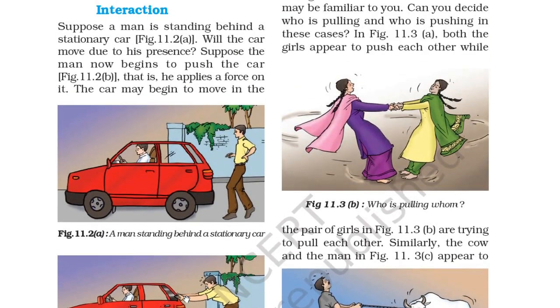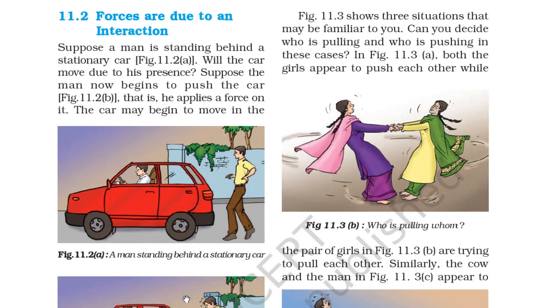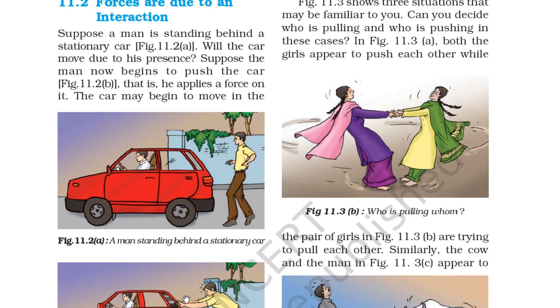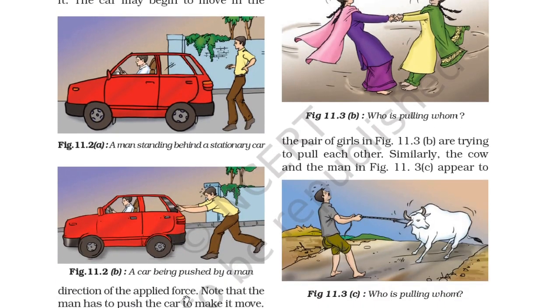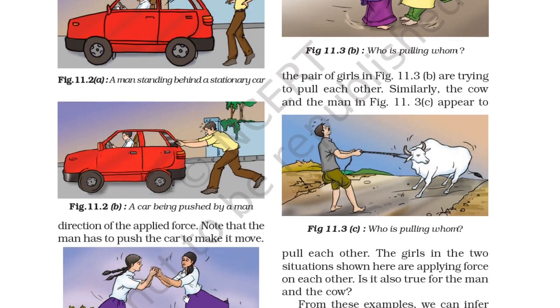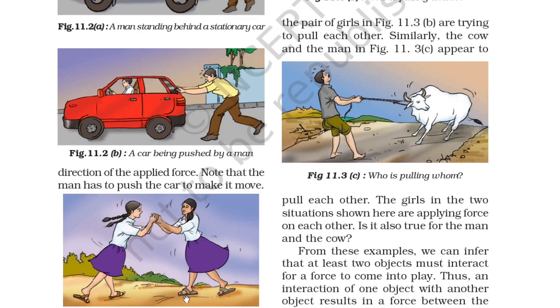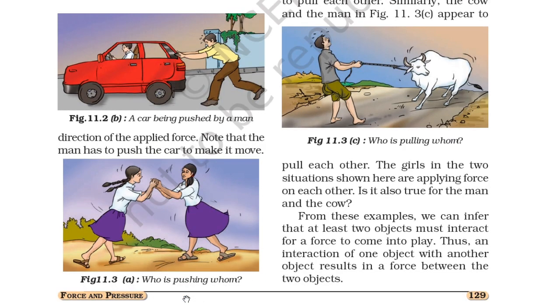So you can see here figure 11.3 shows a situation that may be familiar to you. You can decide who is pulling and who is pushing in this case. So in figure 11.3a, both the girls appear to push each other, while the pair of girls in figure 11.3b are trying to pull each other. Similarly, the cow and the man appear to pull each other. So the girls in the two situations shown here are applying force on each other. Is it true for the man and the cow?